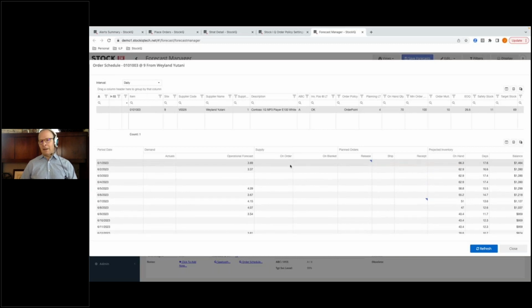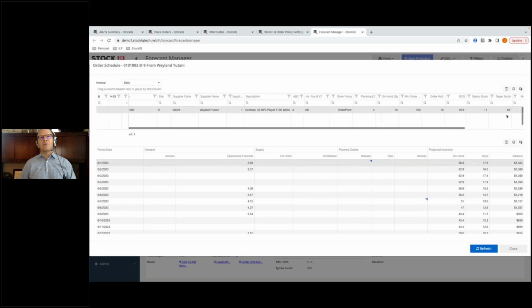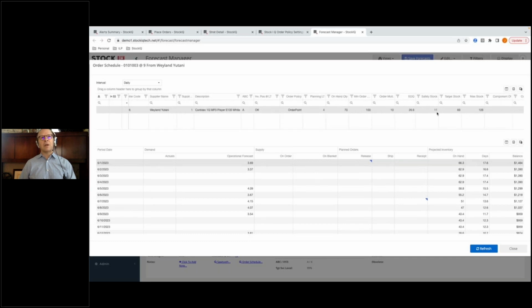I then add in anything that's scheduled to be received. And by the way, one of the things that StockIQ does exceptionally well is we're helping our clients manage blanket purchase orders. But moving into the next one is planned orders. Then I start identifying, have I reached an order point for this product? And I do that by determining what my projected inventory is. So you can see my projected inventory is still above my safety stock for this second item that we looked at, which was 11 units.